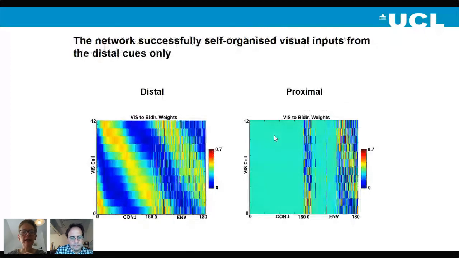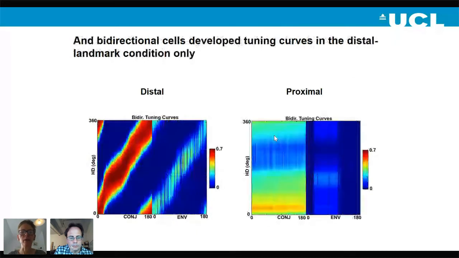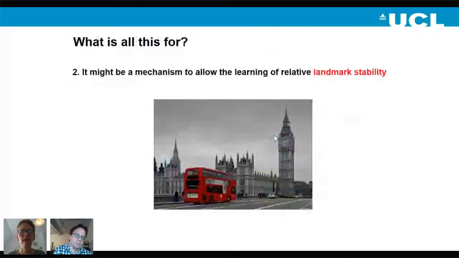I won't talk you through that because it takes a bit too much time. But just to say very briefly that the network self-organized itself very quickly based on the distal visual inputs, but not on the proximal visual inputs. And that was also true for bidirectional cells, which only developed tuning curves when there were stable distal landmarks.